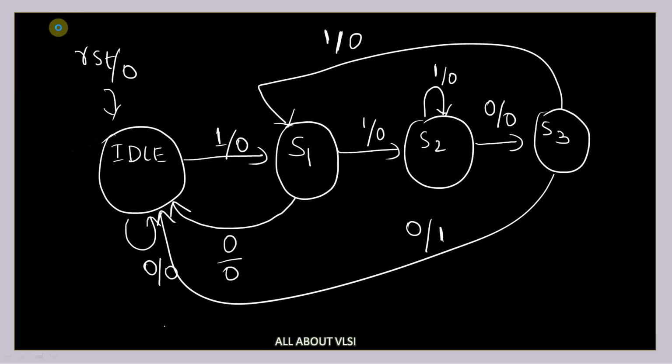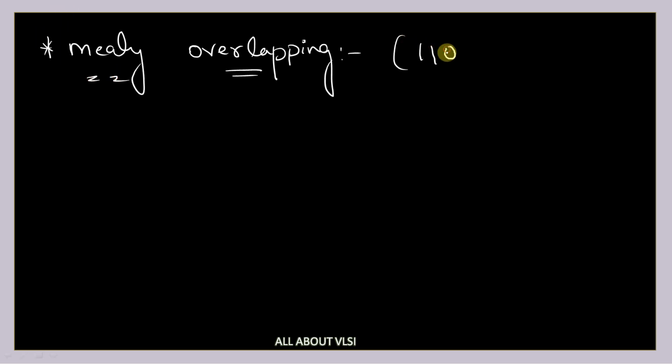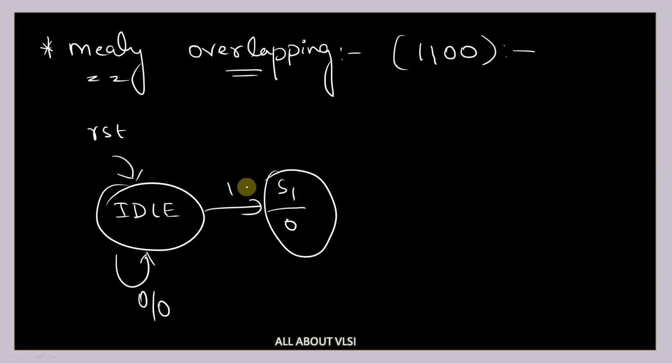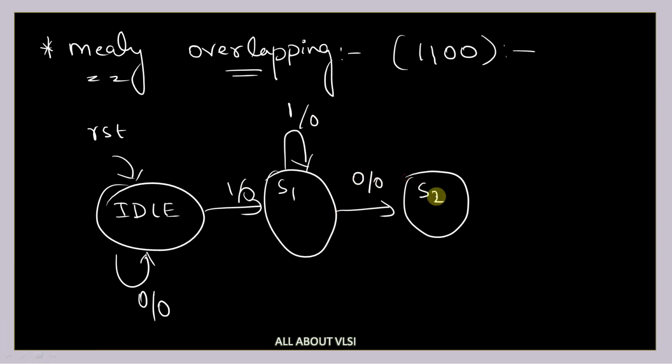Now let us see for Mealy overlapping. So let us see for the sequence 1100, Mealy overlapping. If I apply reset, then I am going to a state which is known as idle state where no bit is matching, and 0 stays in the same state. 1 goes to the next state which is known as S1 state where your output is equal to 0 only. It is a Mealy FSM, right? If you get one more 1, you stay in the same state. Output is equal to 0. If you get 0, you go to the next state which is known as S2 state. And if you get 0, go to idle state.